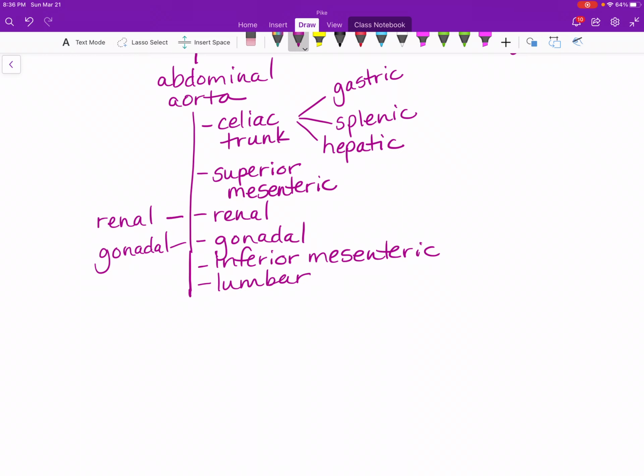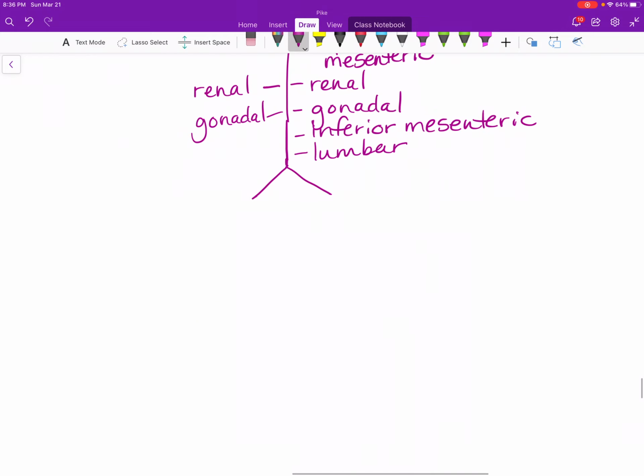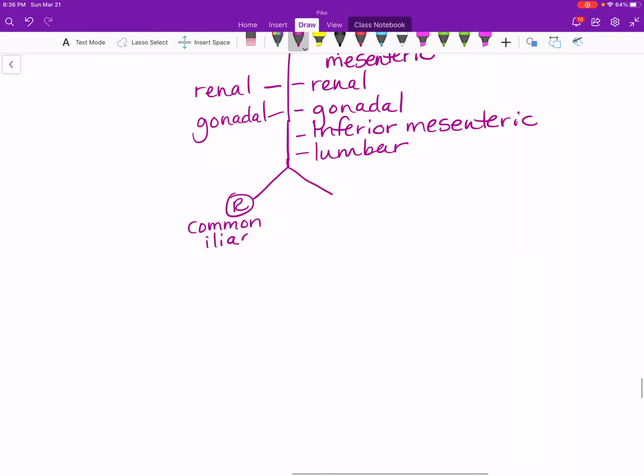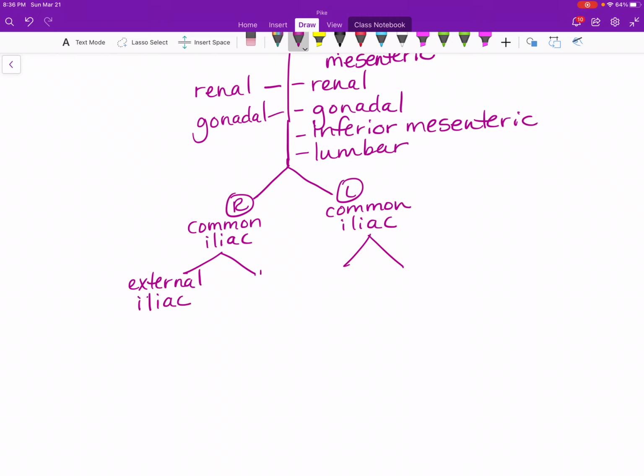Here's where we're at the groin. So now we've got a fork in the road to go down either leg. So here is the right common iliac. Again, with the common, I'm about to split into an internal and external. And a left common iliac. So then that's going to split into an external iliac, which goes down the leg, and an internal. I'm just going to put it here for both of these.